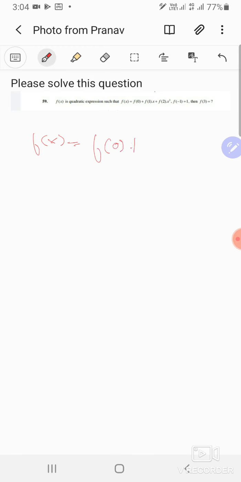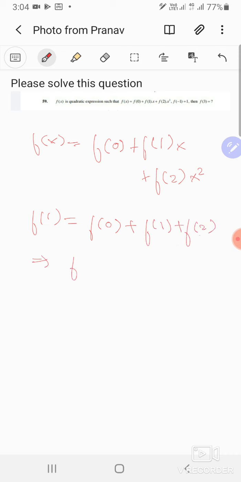So f of 0 plus f of 1 times x plus f of 2 times x squared. Unfortunately, if you put 0, you do not get f of 0 equals 0. You get 0 equals 0, which is a true statement, obviously. So you cannot put 0 in there, but we can in fact put 1 in there. That gives me f of 1 equals f of 0 plus f of 1 plus f of 2. So f of 0 plus f of 2 is equal to 0.